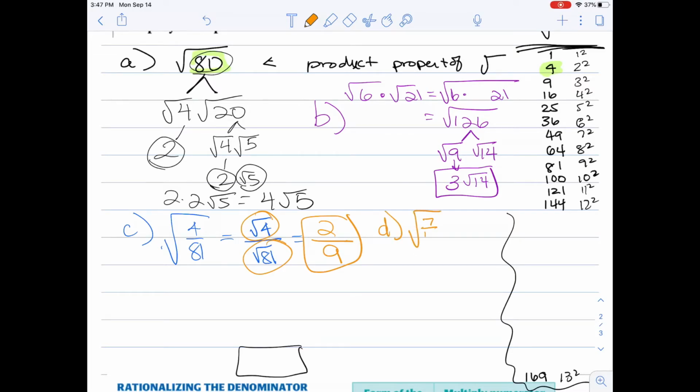And then part D, if we have the root of 7 over 16, I'm going to split them up, the root of 7 over the root of 16. The root of 7 can't be simplified, so it stays, which is fine because it's in the numerator, and you can have roots in the numerator, but you can't have roots in the denominator. So we know the root of 16 is just 4. So again, remember, we cannot have roots in the denominator.